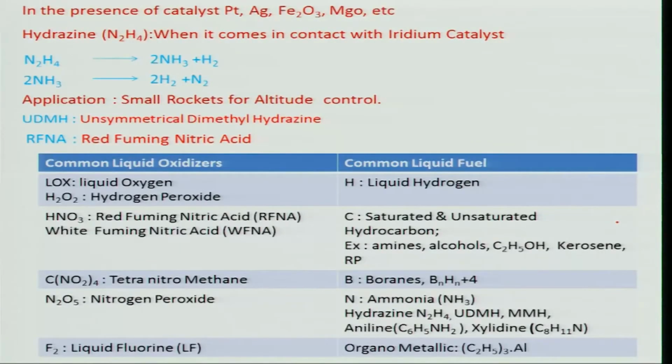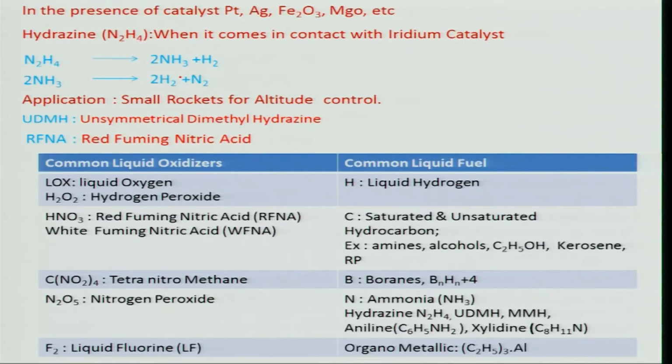So, as I told you, in the presence of a catalyst like platinum, Ag and Fe2O3, that is ferric oxide, magnesium oxide, and several others, one can decompose hydrogen peroxide and also hydrazine. Hydrazine, whenever it comes in contact with an iridium catalyst, N2H4, hydrazine, will be converted into 2 NH3 plus N2, and NH3 will again be converted into 2 N2 plus H2.